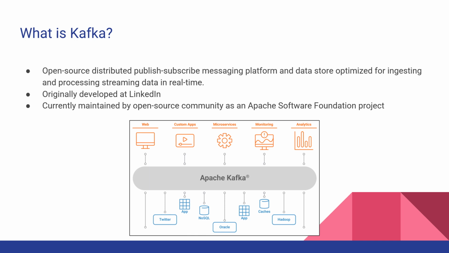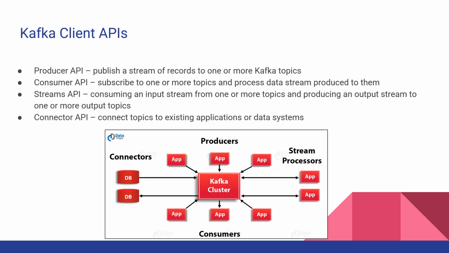Kafka is a distributed messaging and streaming platform optimized for real-time processing of high-bandwidth streaming data. Originally developed by LinkedIn, it is now an open source project. There are four major components of the client API that allow clients to produce or consume data streams, to split or combine streams, and to integrate streams with existing databases or data stores.